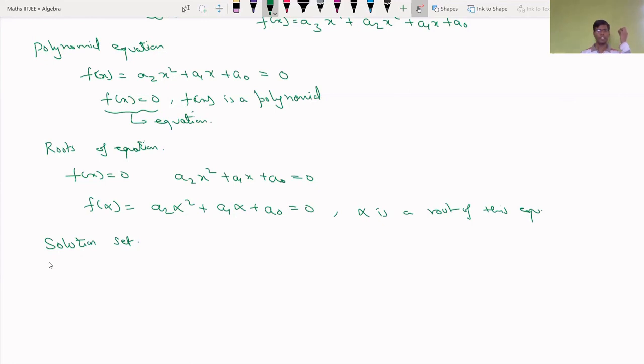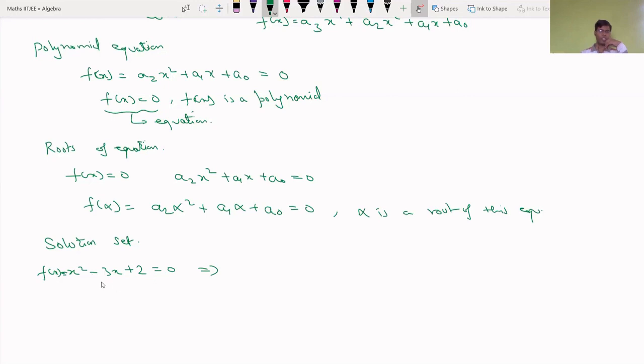So solution set is nothing but the set of all the roots of an equation. Say, again, let me take a simple example. Say I have my f of x is equal to x square minus 3x plus 2 is equal to 0. So my f of x is equal to 0. Because it is equal to 0, it's an equation. Now, what are the roots of this particular equation?